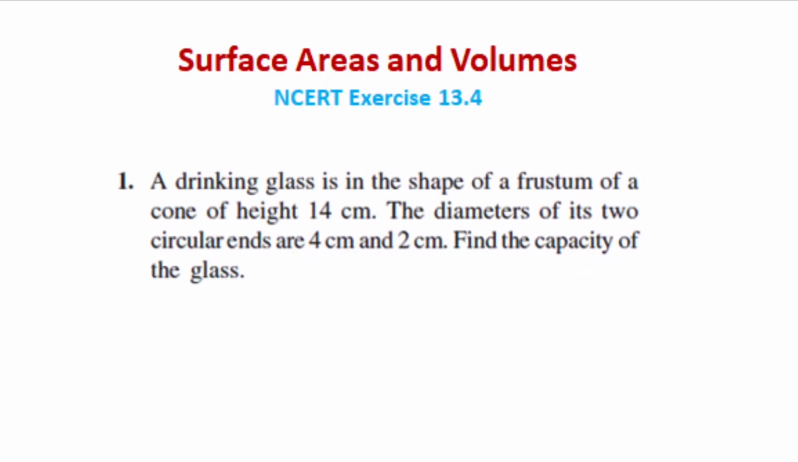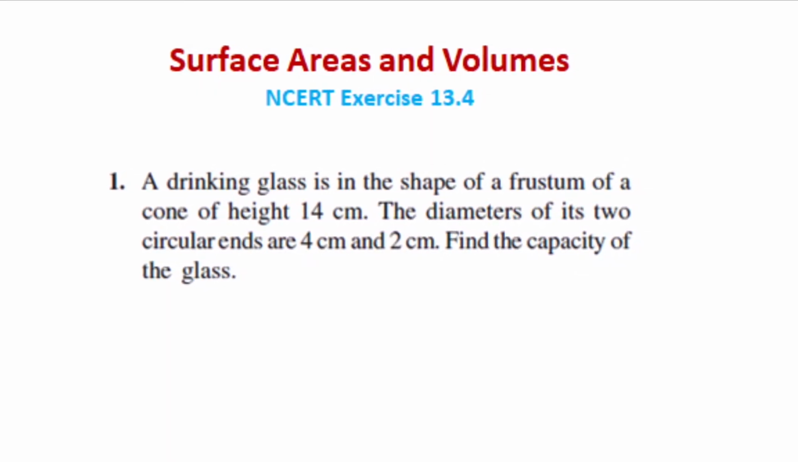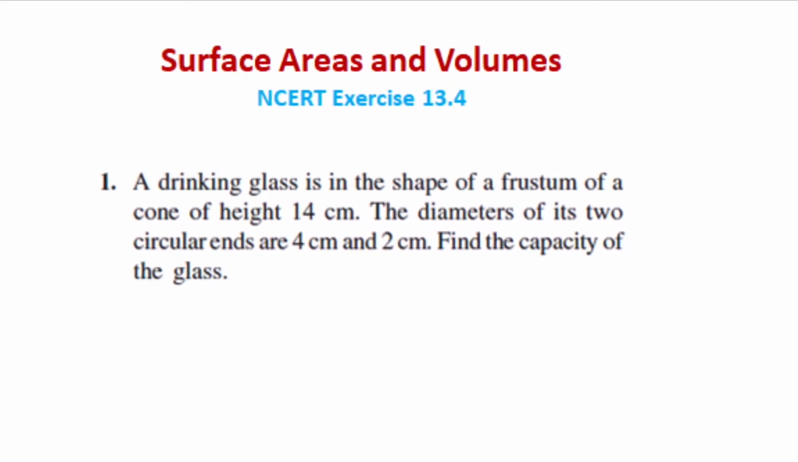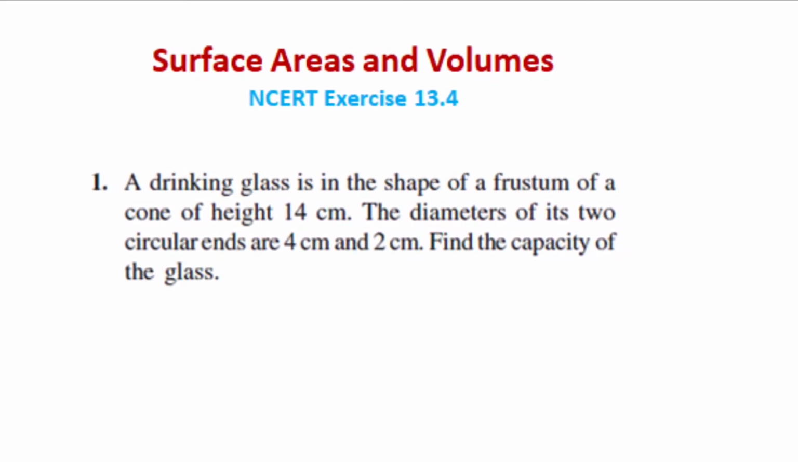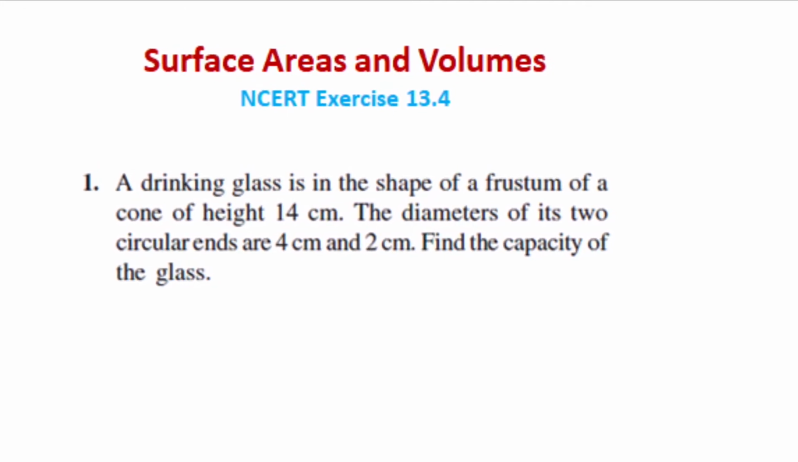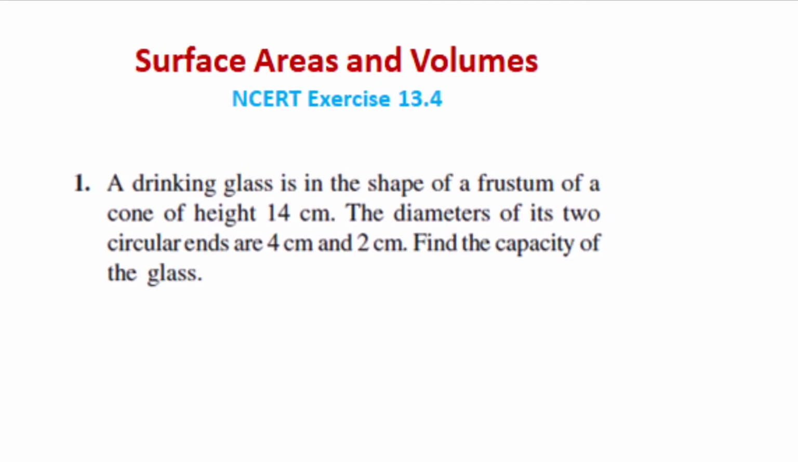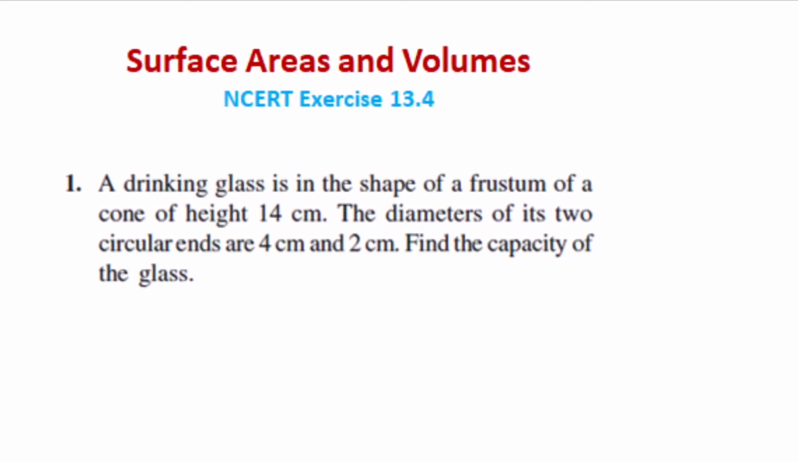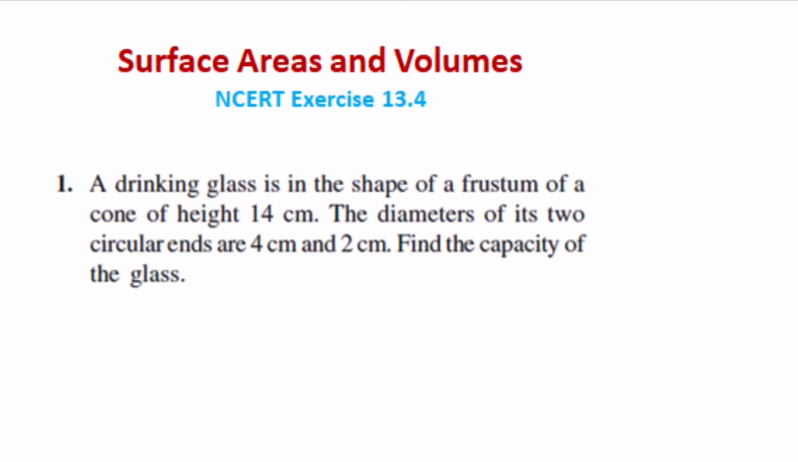Number 1 says a drinking glass is in the shape of a frustum of a cone of height 14 centimeter. The diameters of its two circular ends are 4 centimeter and 2 centimeter. Find the capacity of the glass. So capacity means we have to find the volume. Okay, so let's draw the diagram. It is a glass, so my glass would be like this, right?